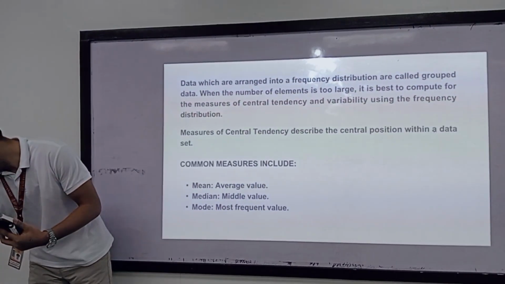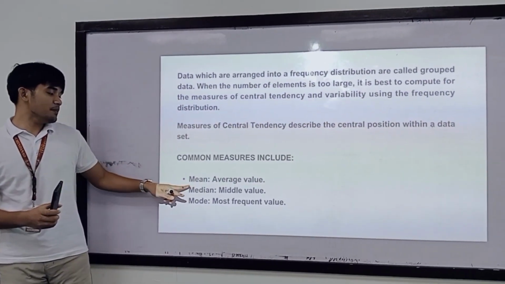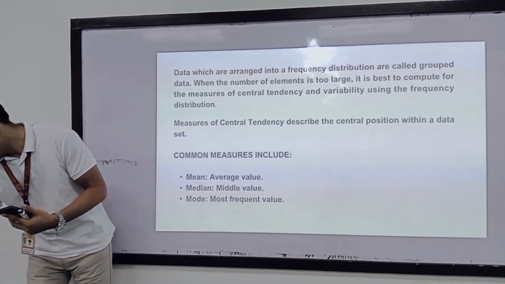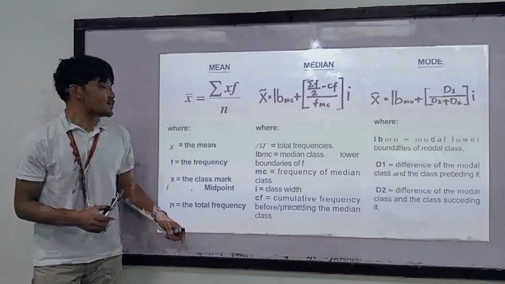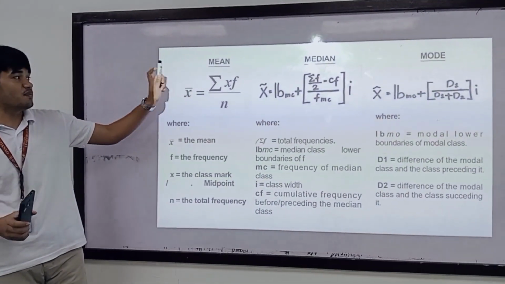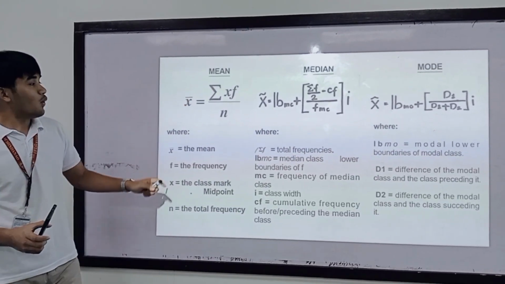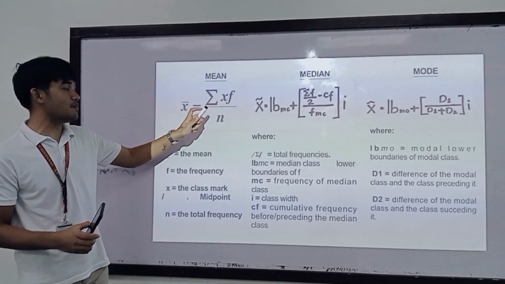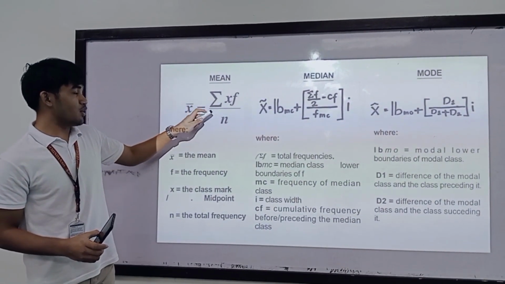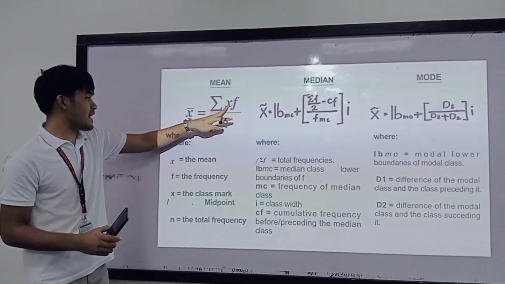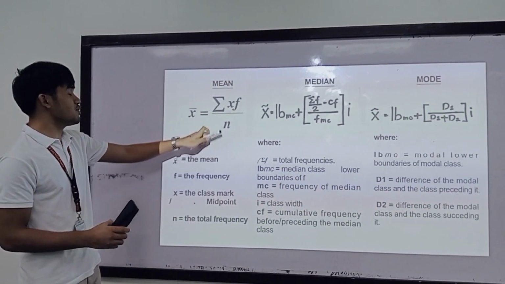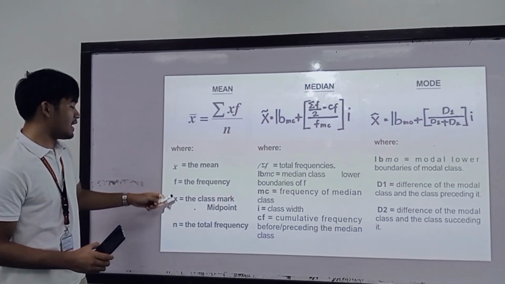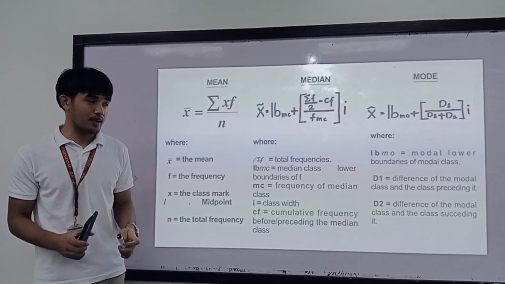Okay. In getting the mean, median, and mode, we will use different formulas to get their values. As you can see, we have the different formulas. For the mean, the mean is equal to the summation of f times x over n, where x is the class mark or the midpoint, f is the frequency, or how frequent the data is, and lastly n is the total of the frequency.